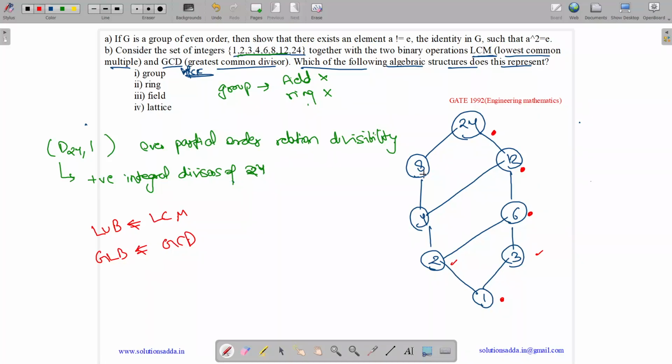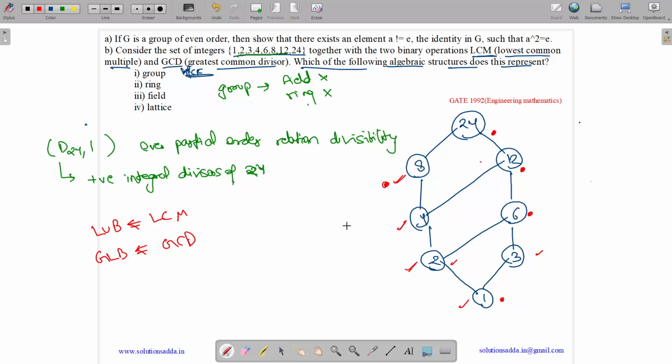Let us assume 8 and 24. What are lower bounds of 8 and 24? 8, and we have 4, then we have 2, and we have 1. What is our greatest lower bound? It's 8. So the greatest common divisor of 8 and 24 is 8. Okay, so this is our map for this.